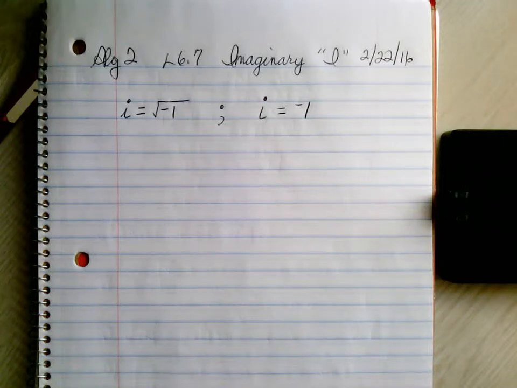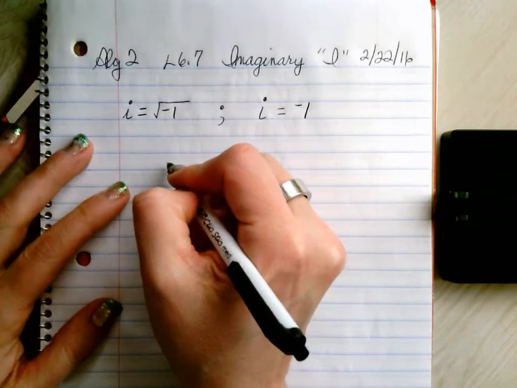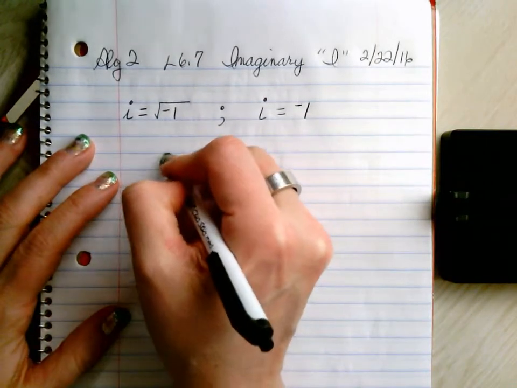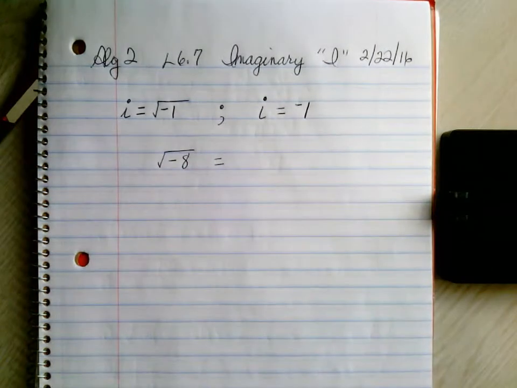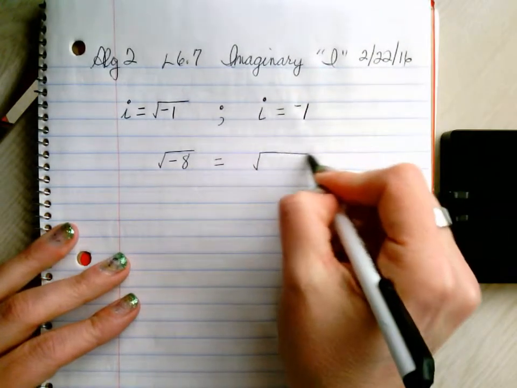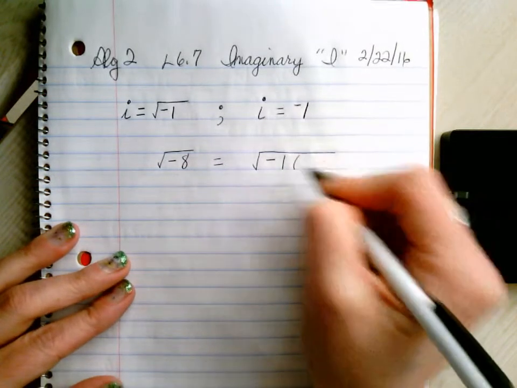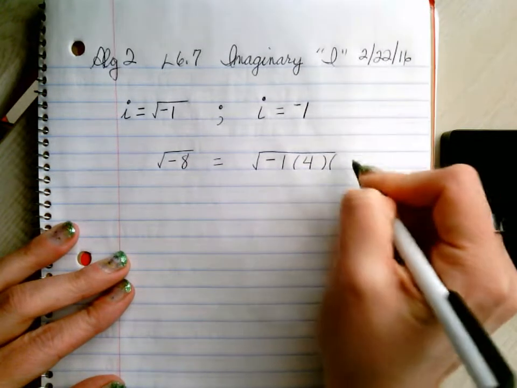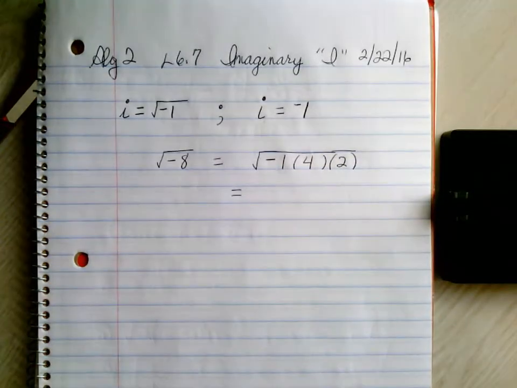Prior to today, you would have said to me that the square root of negative 8 is no solution. Okay? That's what you would have said to me prior to today. Some of you anyway. But in reality, if we factor out the negative 1 and the 4 and the 2, you come up with the following.